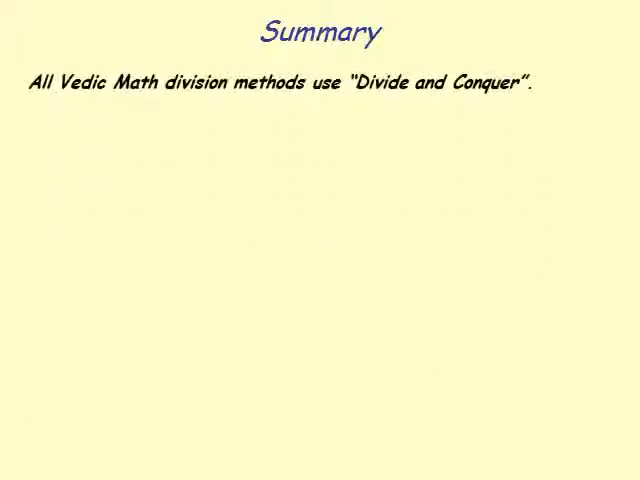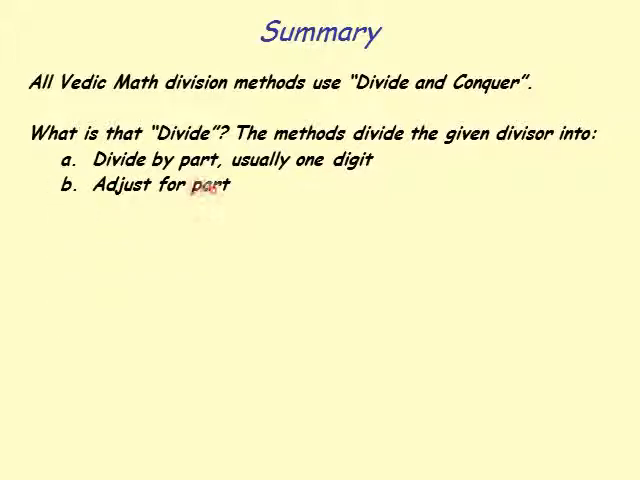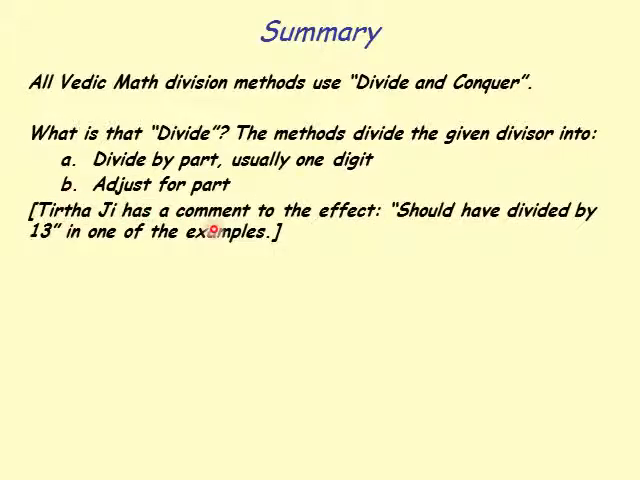Some summary here. All Vedic math divisions use divide and conquer. Let's see what the divide I'm talking about is. The method divides the given divisor into two parts. One part is the divide-by part, usually one digit, and the adjust-for part, which is the rest of the divisor. Tirthaji has a comment to the effect that he should have divided by 13 in one of the examples. That means that if you feel comfortable, you can use two digits in the divide-by part.